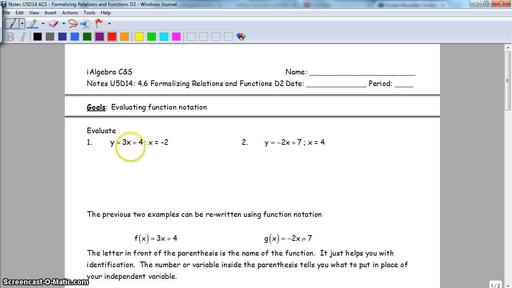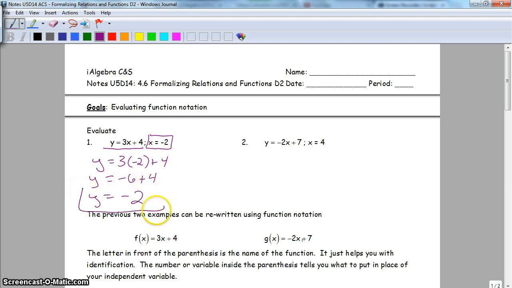Let's start off with the old way. This says y is equal to 3x plus 4, and then this means find y when x is negative 2. So you would plug in negative 2 for x, right? So you get y equals 3 times negative 2 plus 4. This would be negative 6 plus 4. So y is equal to negative 2. All right, that would be our final answer here.